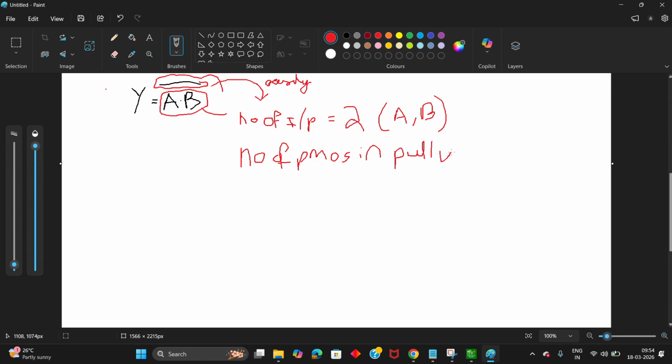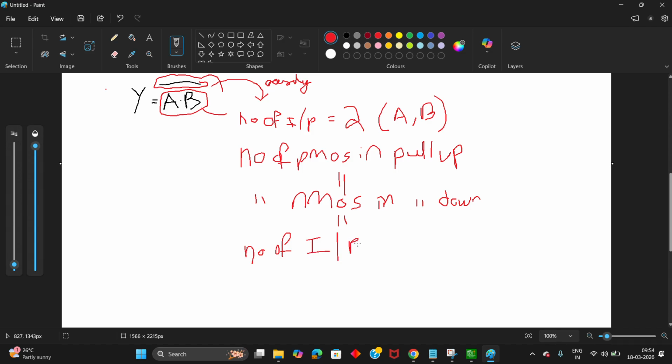The number of PMOS in the pull-up network will be equal to the number of NMOS in the pull-down network, and both will be equal to the number of inputs that we are going to have in our circuit.